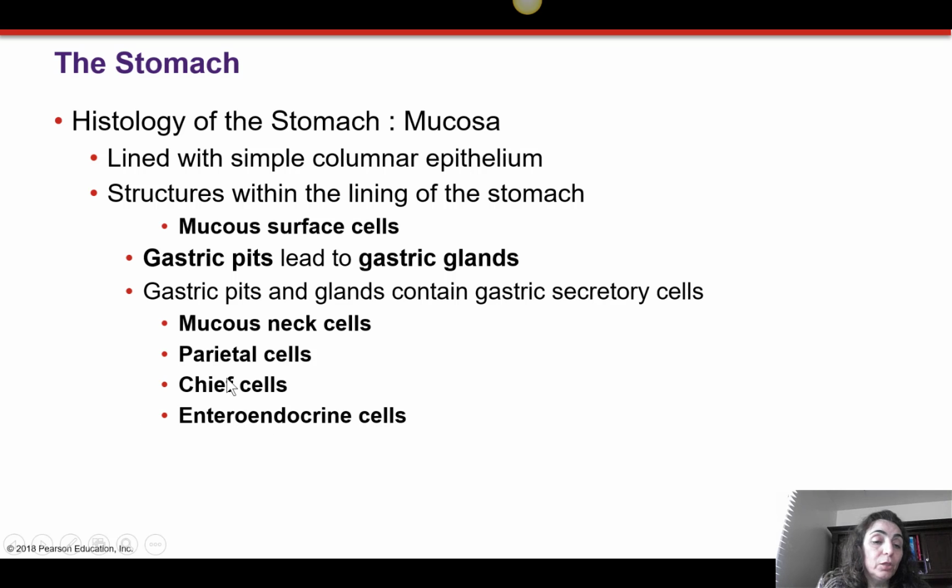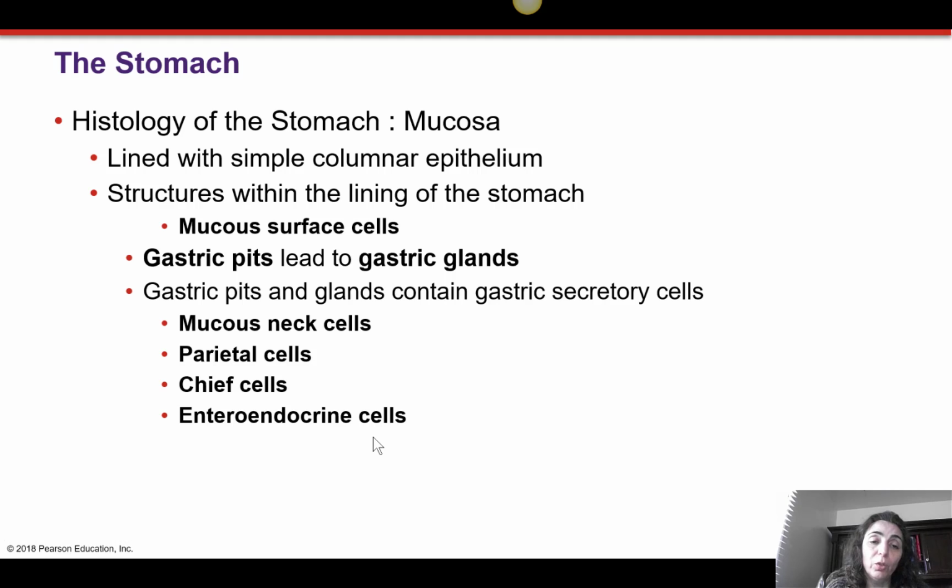So again, what does entero mean? Enteric means related to the digestive system. And what does endocrine mean? Endocrine cells are cells that produce a type of hormone that gets into the blood and goes and affects the target organ. So these endocrine cells that are specifically related to the digestive system we call enteroendocrine cells.